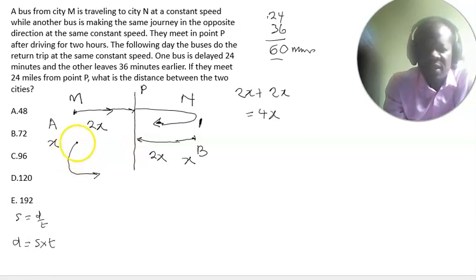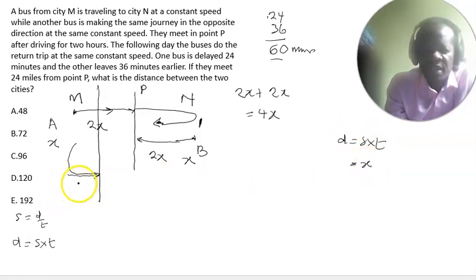So I've decided to take bus A now. Okay, or bus B. So bus B is now moving from M to N. So let us say bus B was the one that traveled 1 hour ahead of bus A. So in that 1 hour, bus B would have traveled distance equals speed times time. So the speed is x, time is 1. You would have traveled x, a distance of x.